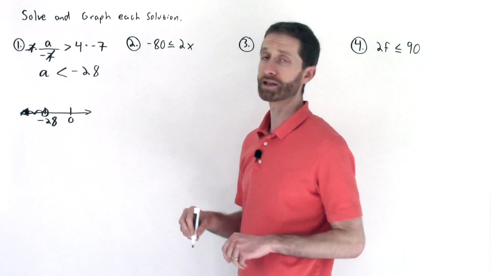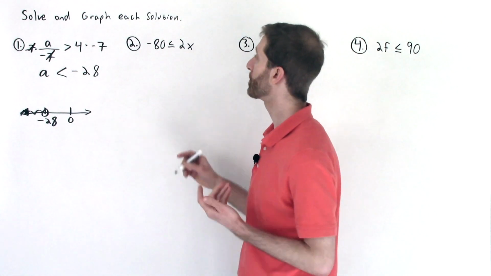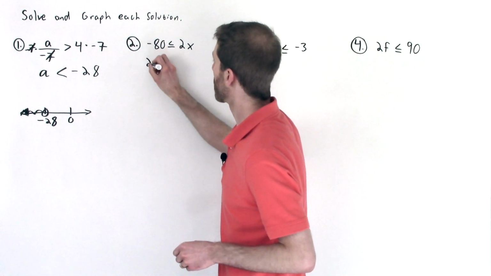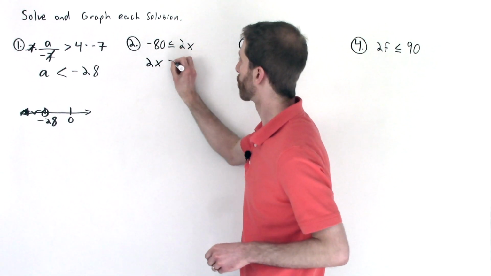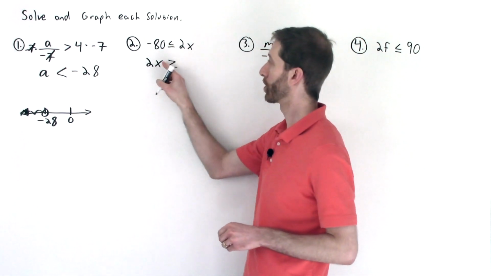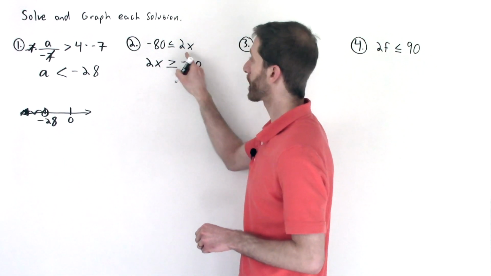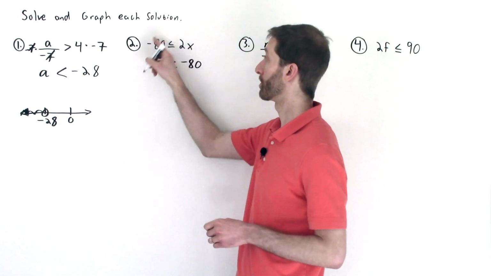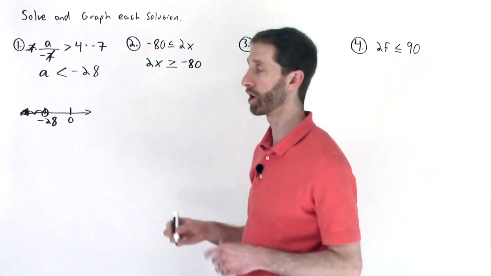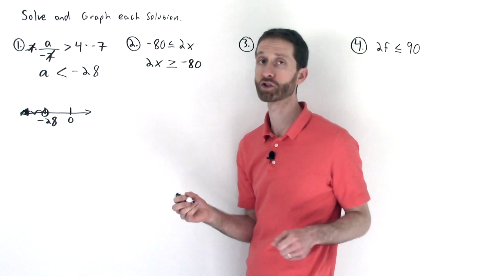Negative 80 is less than or equal to 2x. Now, a lot of people like to switch this around and rewrite it as 2x is greater than or equal to negative 80. I'd actually prefer just solving it straight up from this direction. It does not matter which way you go, but a lot of people are comfortable with this, so I figure I'll show it this way.